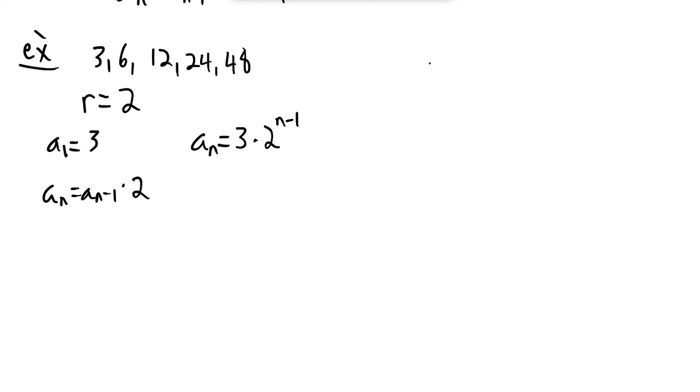Okay, now what about this one? What if we had 3, 6, 9, 12, and so on? 3 to 6 we multiply by 2. 6 to 9 is not multiplying by 2. Each time we're adding 3, so this is not geometric.